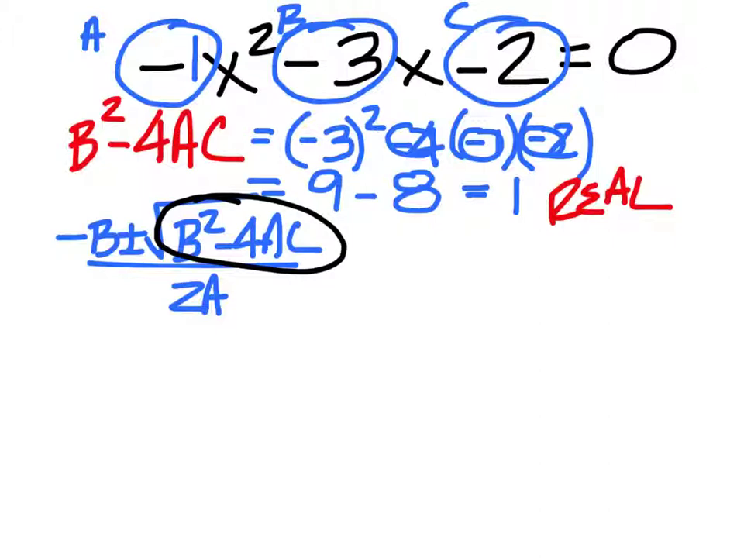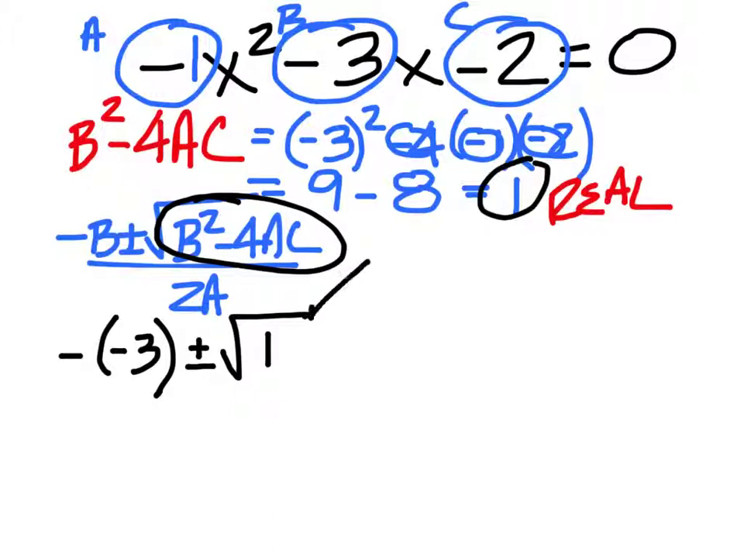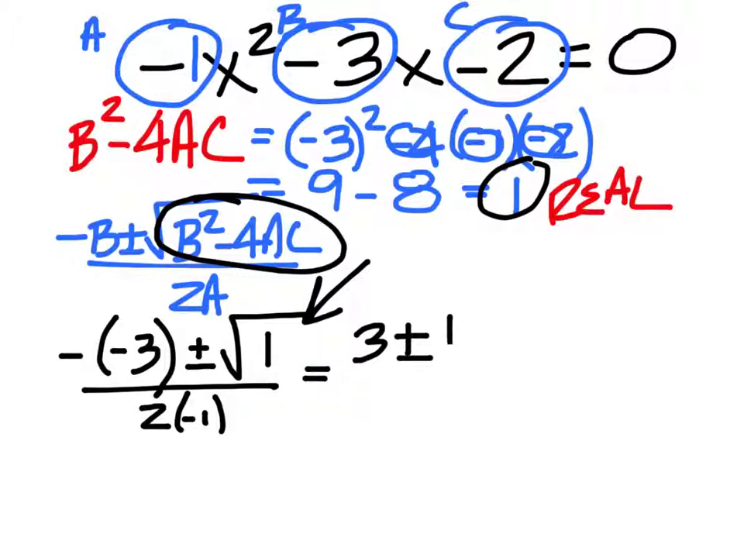It came out to be what? 1, yeah. But we can put in negative 3 for b, and notice you already have a negative sign in the formula, so it's a negative 3 plus or minus the square root of 1. We just put what we found here under the sign. On the bottom you have 2 times a negative 1. Simplify this. A double negative 3 is going to be positive 3. Square root of 1 is 1, and on the bottom you have a negative 2.